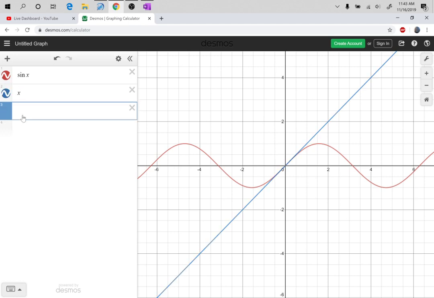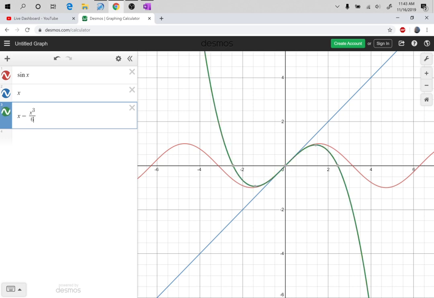Okay, so now what we did in class is we added extra terms. So we have x minus x cubed divided by 6.